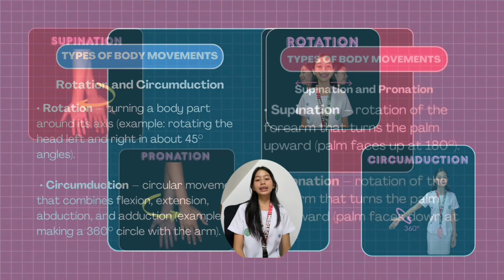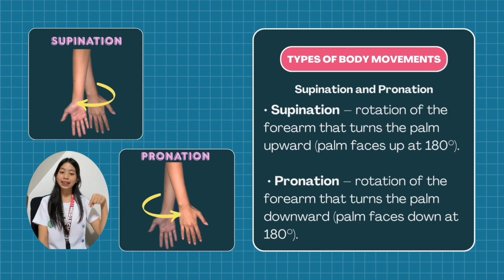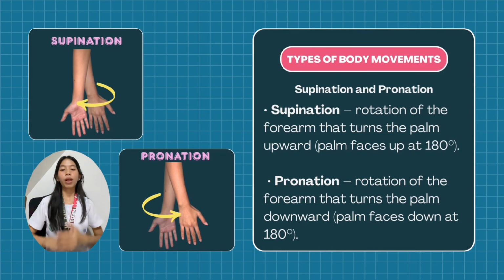Next is supination and pronation. Supination is a rotation of the forearm that turns the palm upward. Palm faces up at 180 degrees, while pronation is the rotation of the forearm that turns the palm downward. Palm faces down at 180 degrees. Supination is turning the forearm so the palm faces up, like you're holding a bowl of soup. While pronation is turning the forearm so the palm faces down.